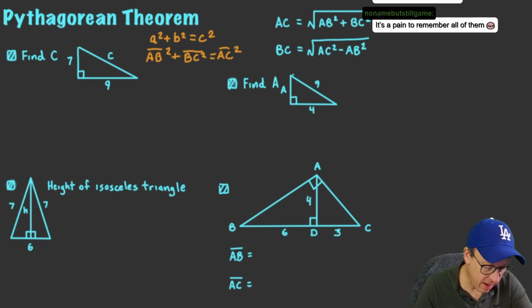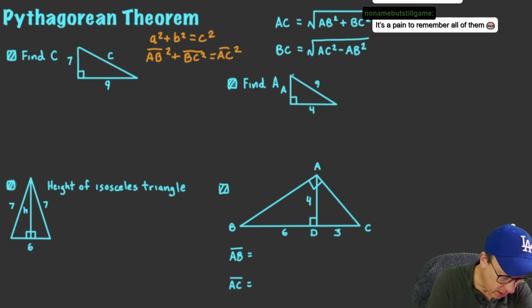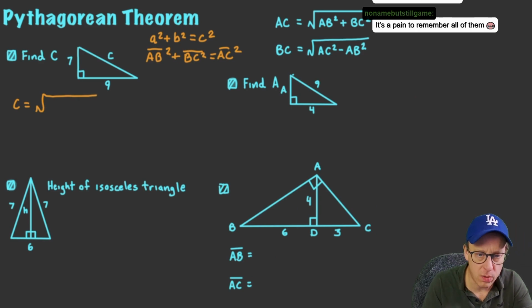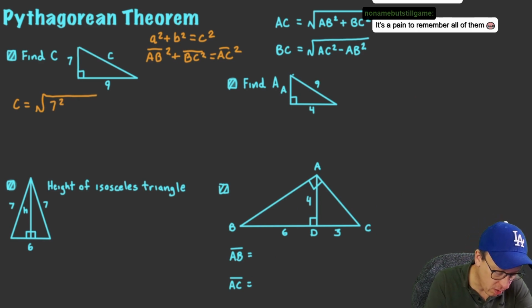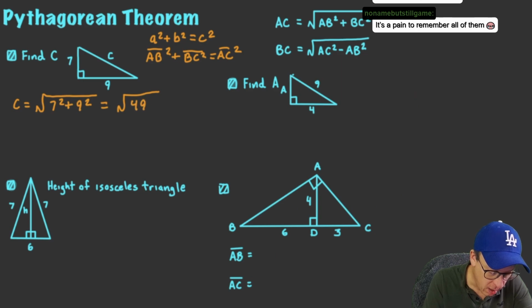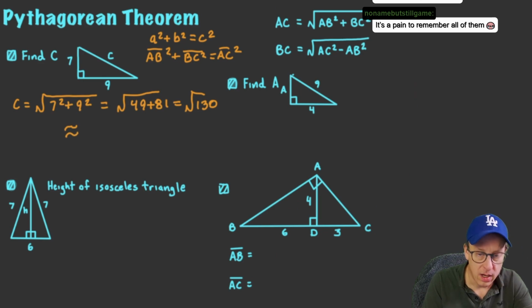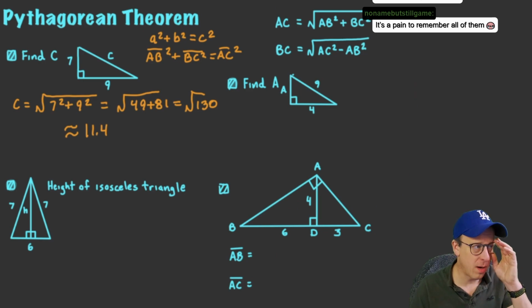So if we have this little triangle here and we want to find the value for c, what we can do, let's just go like this, is going to be the square root of 7 squared plus 9 squared, which is going to be equal to the square root of 49 plus 81, which is going to be equal to the square root of 130, which is approximately going to be equal to 11.4. So that is how we're able to calculate it.